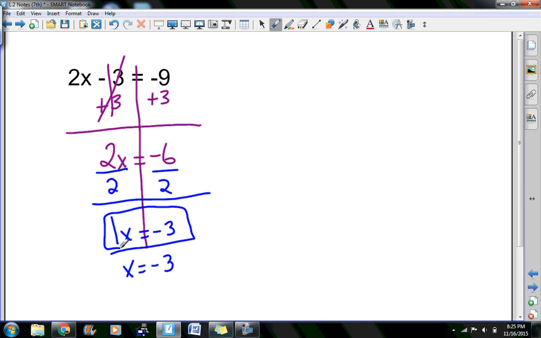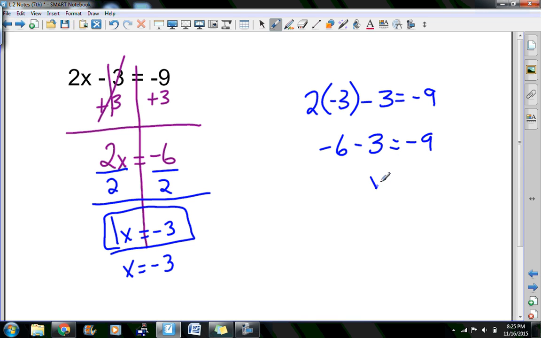And now we need to check our answer to make sure we were correct. So we take this and plug it back into the original problem. 2 times negative 3 minus 3 is equal to negative 9. So is this true? I would do 2 times negative 3, and I would get negative 6. Negative 6 minus 3 is equal to negative 9. So our answer is correct.